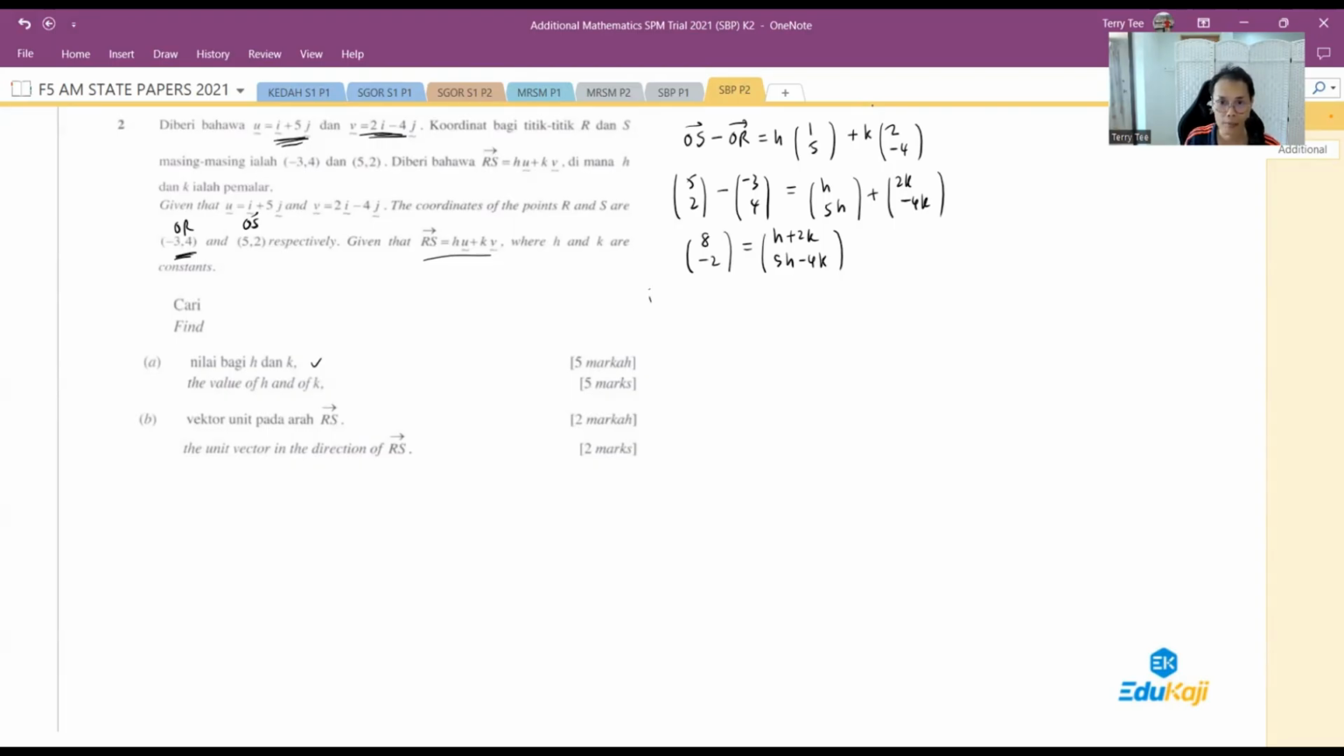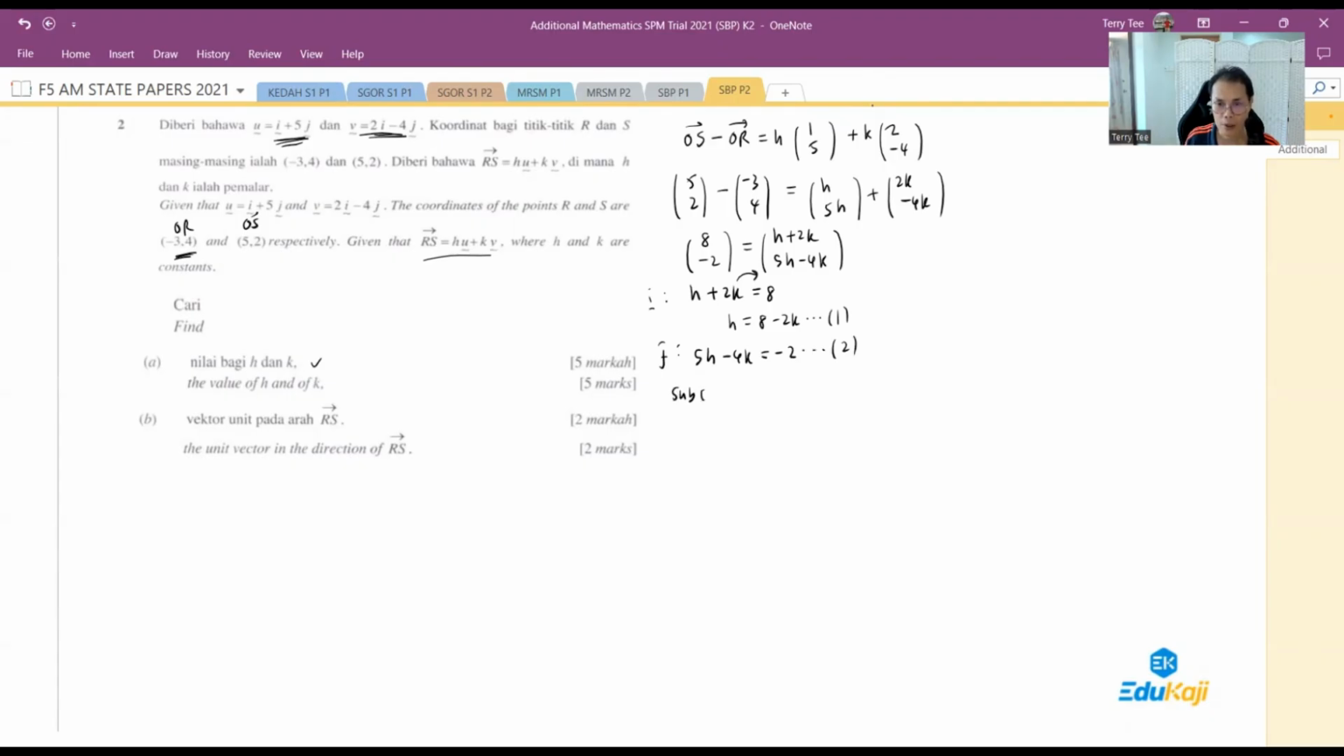Let's start by comparing your i component: h plus 2k equals 8. You can choose to use substitution or elimination, up to you. Here I can see that I have a single h with a coefficient of 1, so maybe I just bring it over and make h the subject: h equals 8 minus 2k, first equation. Then I look at the j component: 5h minus 4k is now -2. This is your second equation.